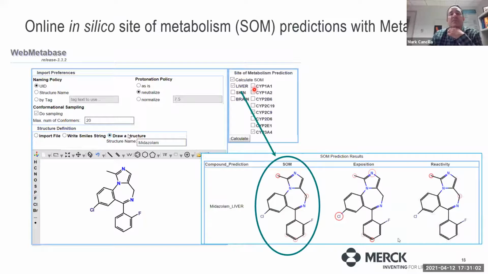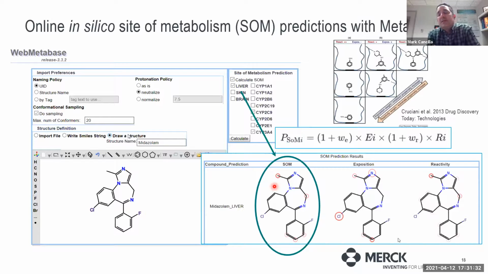This is the structure of midazolam. And you can see there are many options here. You can click on individual cytochrome P450s, or you can do them all. You just click on liver, and that's what this is an example of. And it'll predict the site of metabolism based on, sorry, not phase 2, just phase 1 oxidative metabolism. And the brighter the little red rings are, the greater the preference or probability for metabolism to take place.